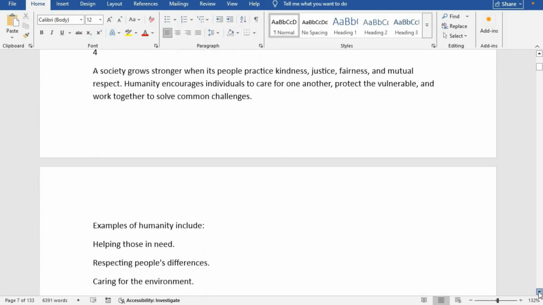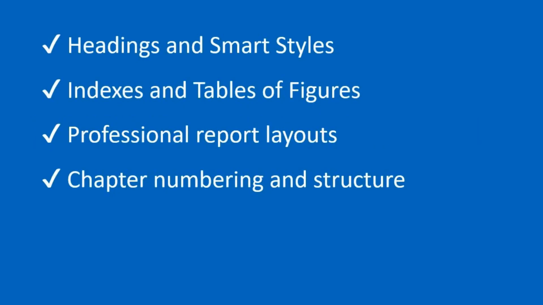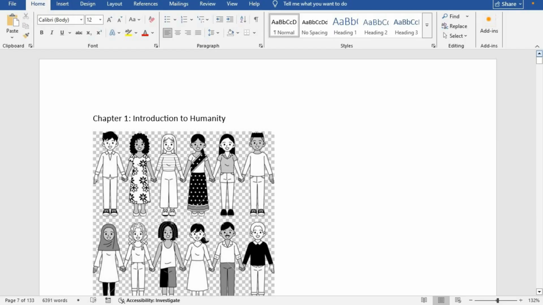But today, that changes. Welcome to Module 7 of the Microsoft Word Mastery series. In this lesson, you learn how professionals organize large Word documents using headings and smart styles, indexes and tables of figures, professional report layouts, and finally, chapter numbering and structure. By the end of this module, you'll be able to create clean, professional, and easy to navigate documents like a pro. So open Microsoft Word and let's begin.